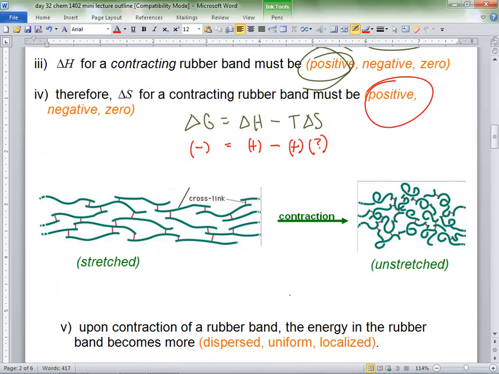So upon contraction of a rubber band, the energy in the rubber band becomes more dispersed. Right? Because look at it now, it's all over the place. Before it was like a ladder. Boom, boom, boom. Okay.